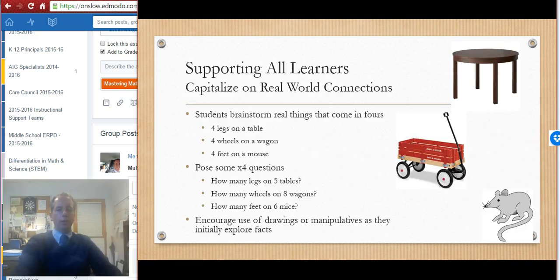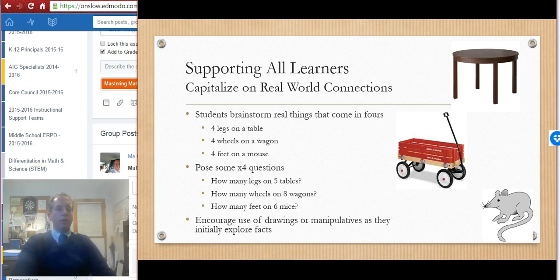Other real-world connections, you have to remember a lot of things around us, not just animals, but most vehicles are going to have 4 wheels, most tables are going to have 4 legs. So we can use those to create our multiplication sentences. So if I have 1 table, that's easy. I have 4 legs. Well, what if I have 5 tables? What if I have 8 wagons? What if I have 6 mice? How many feet do I have?